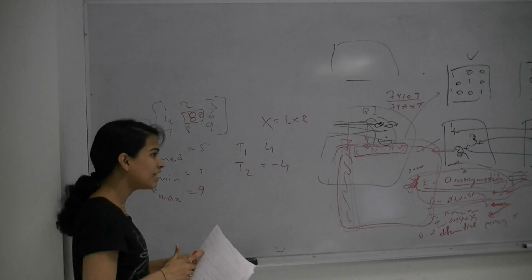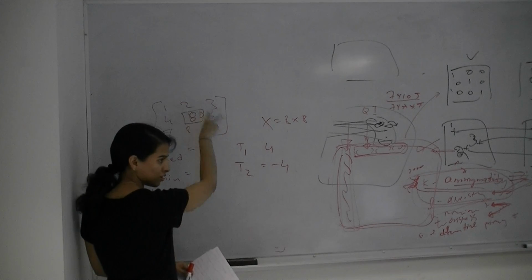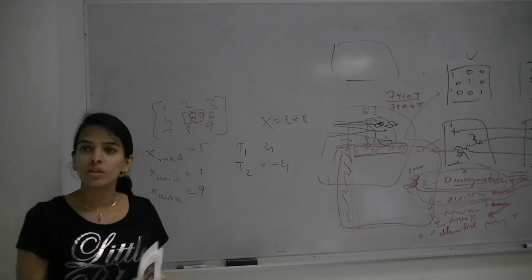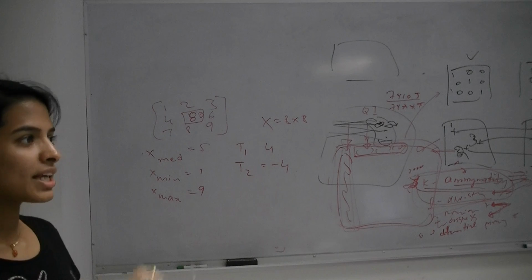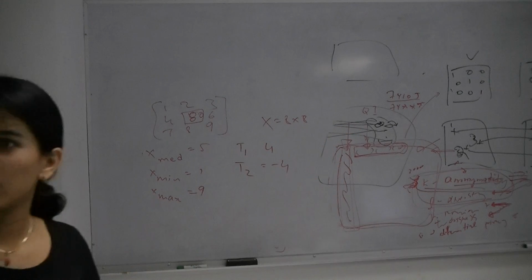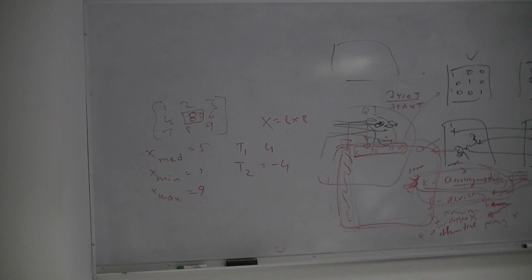The median is not the center element. You said T1 and T2, that's not it. The median is the median value of that window. But you just said that is 80. The median here is not 80, right?